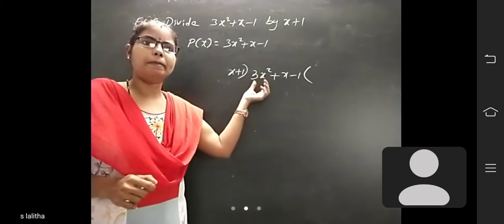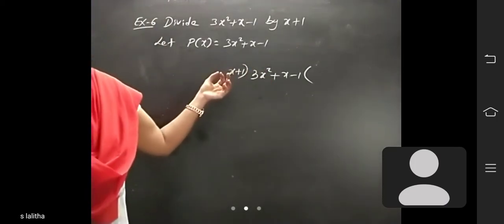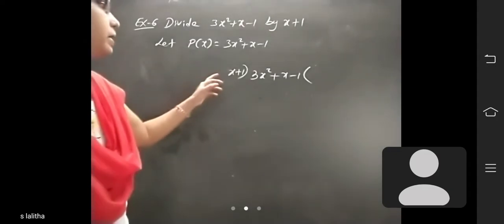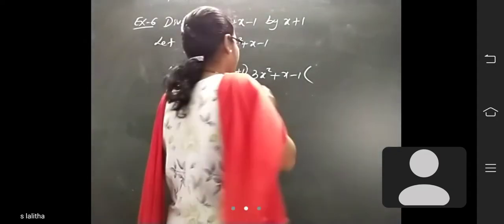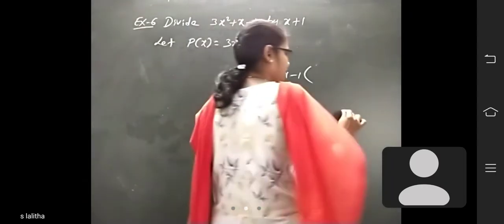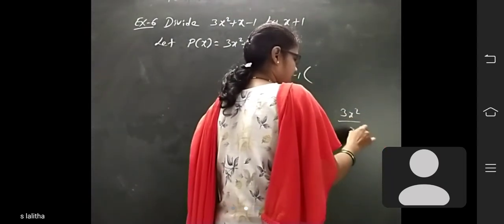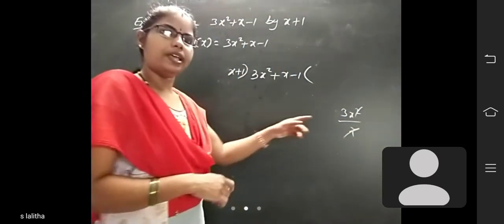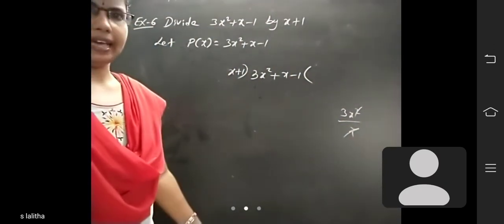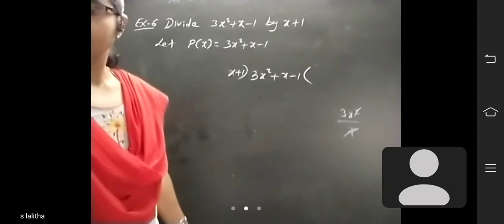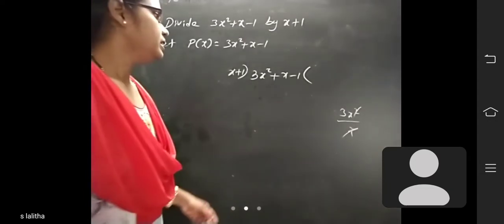3x square plus 1. Next, what should you do? Divide by x. Here first term, here first term. 3x square by x, cancel. What is the answer? 3x. So now you should write the quotient with 3x.